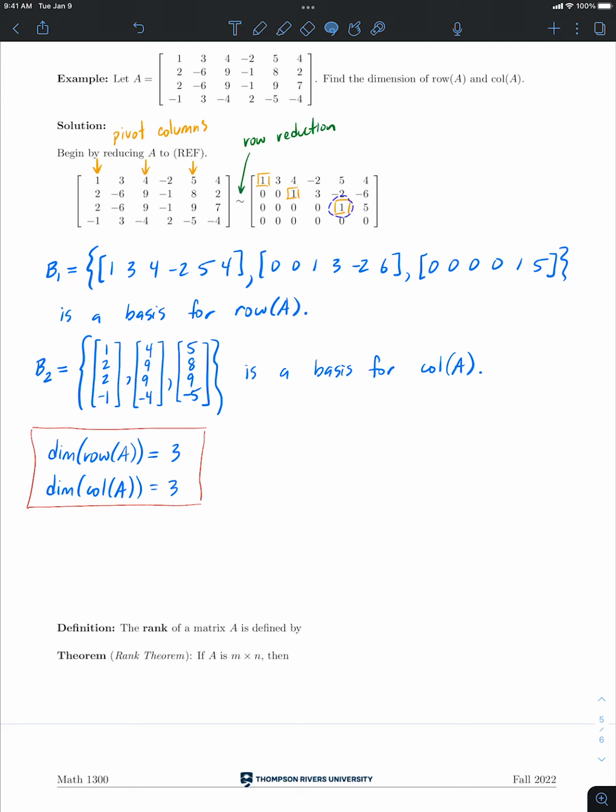Right? And how many leading entries are there going to be? There's going to be 1 leading entry for each of the non-zero rows of the row echelon form of your matrix. So we had 3 leading entries, which corresponded to 3 non-zero rows. You can see the correspondence between non-zero rows of the row echelon form matrix and pivot columns of the original matrix. There's a one-to-one correspondence there. So for that reason, they will always be the same.